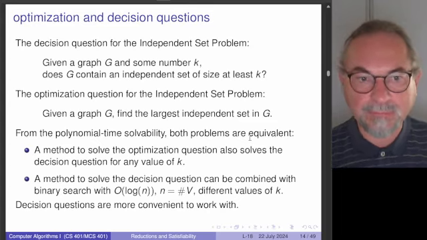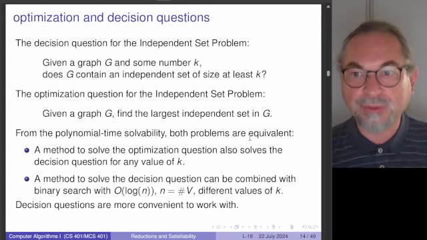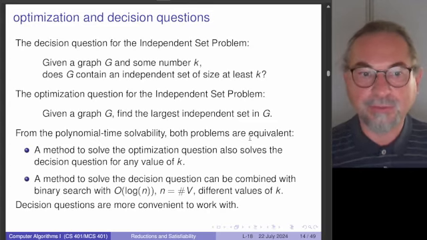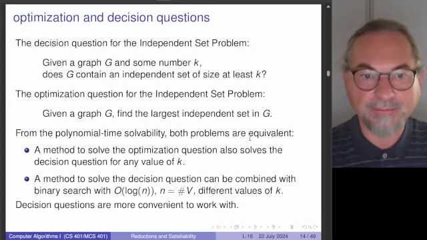So the bottom line is that you can reduce decision questions to optimization questions in polynomial time. Okay, so let's consider another problem.